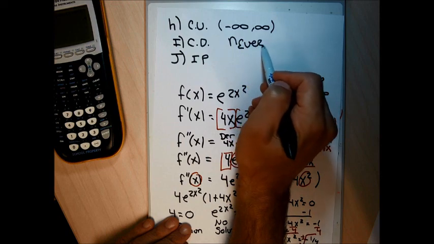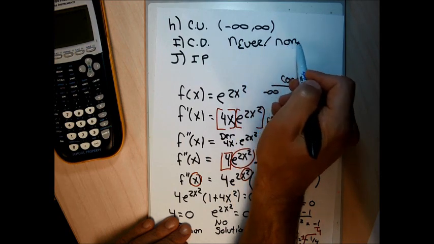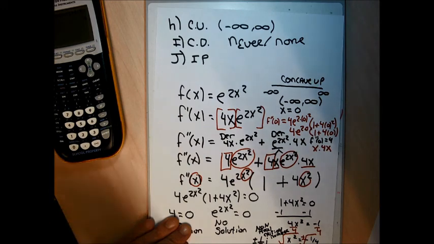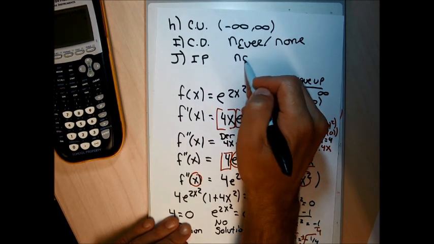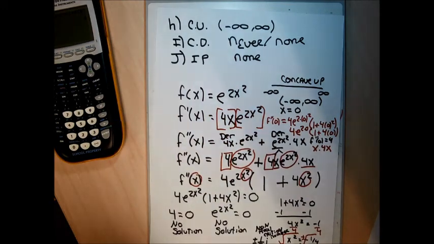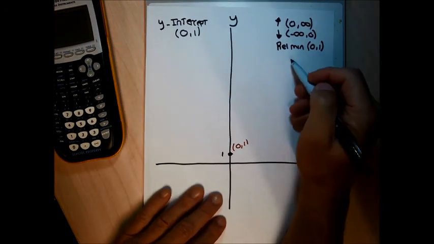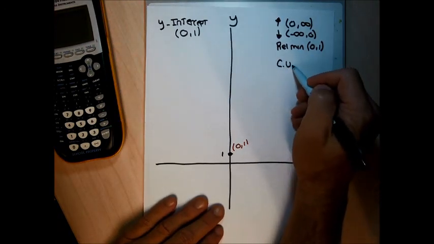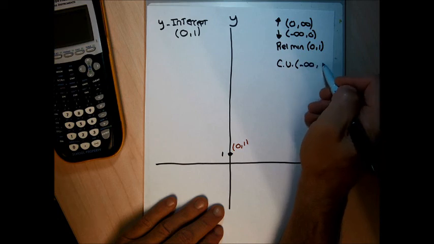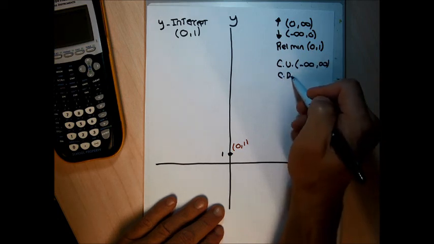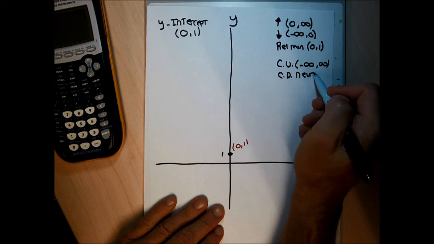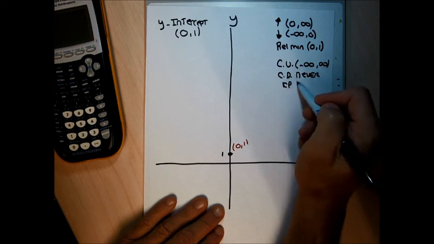There's no intervals where it's concave down. I can say none or never. And because it doesn't change concavity, there's no inflection point. So unfortunately, I don't have a heck of a lot to transfer to my graph from either the first derivative information or the second derivative information, but I'll still piece together a decent graph. So it's concave up everywhere. It's concave down never. And there's no inflection point.